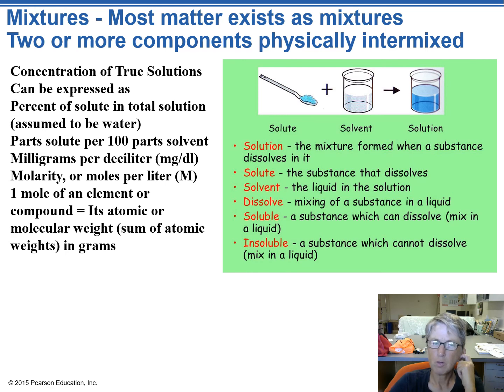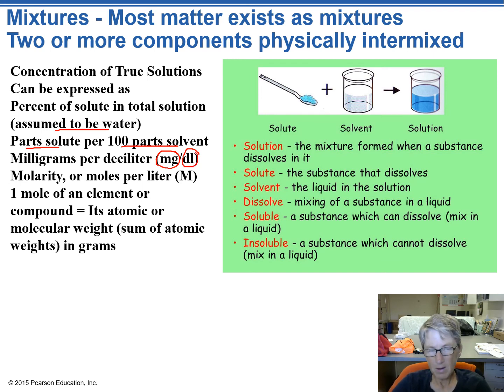True solutions. This is funny because are there false solutions? I'm not sure, but I guess. Concentration of true solutions can be expressed as a percent of the solute in the total solution. And the solution would assume to be water. So if you have parts of solute per 100 parts of solvent, then the units for that would be milligrams. So these would be the parts of solutes in milligrams, and 100 parts of solvents, that would be in deciliters.